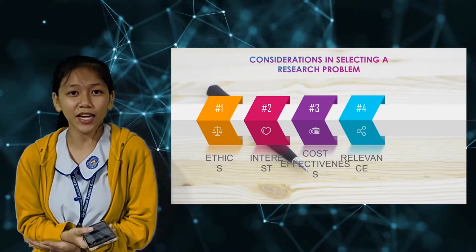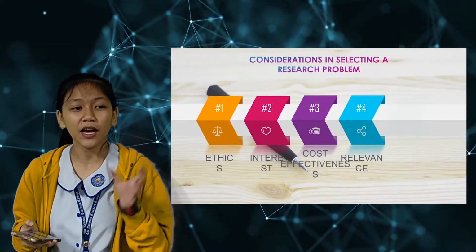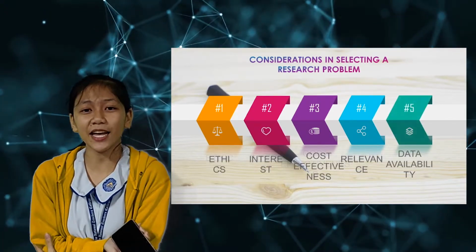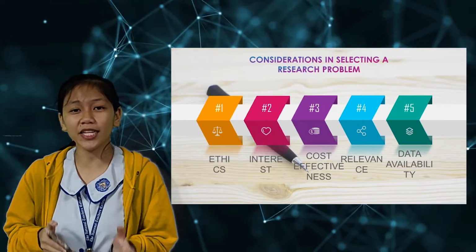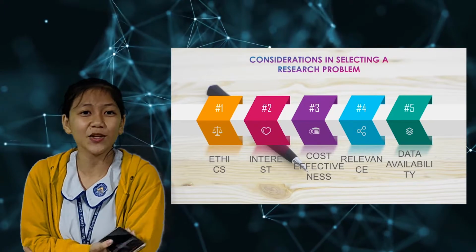Second to the last is the relevance. It should be close enough to the social issues that our society is encountering nowadays. Last is the data availability. You need to make sure that the data you will use will be available for the rest of the research process. That's all. Thank you.